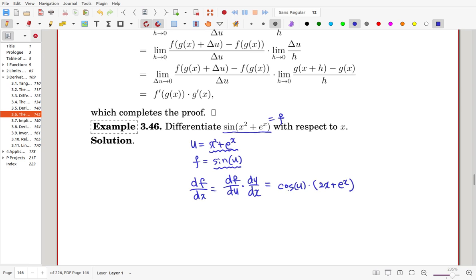We are not done yet. There's u involved, so you have to replace everything using only the x variable. u is our intermediate variable to use the chain rule, so you have to use the definition to eliminate u. So that is cosine of x squared plus e to the x, times 2x plus e to the x. That's the final answer.